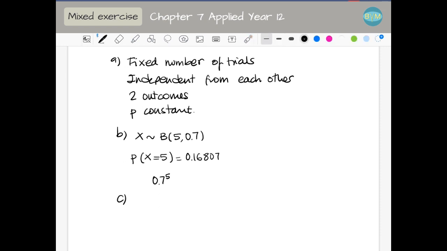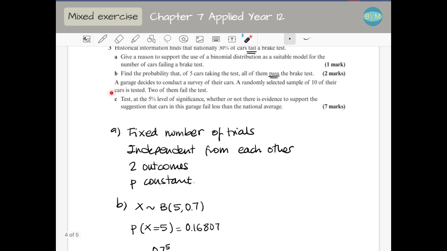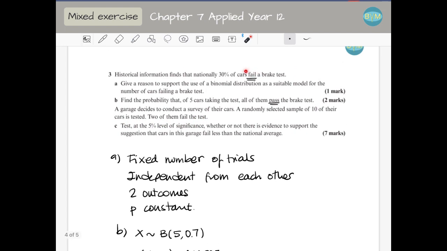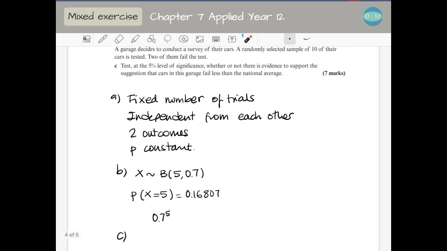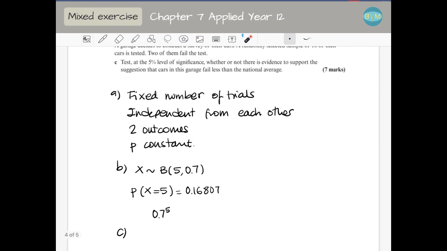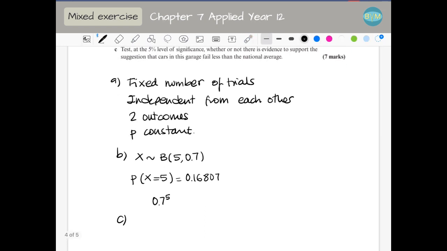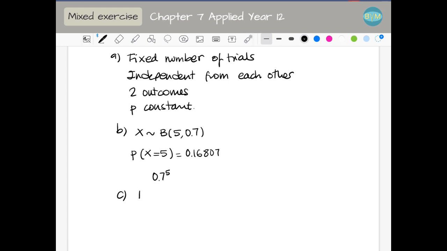Then part C says a garage decides to conduct a survey of their cars. A randomly selected sample of 10 of these cars is tested. 2 of them fail the test. So we are back to fail the test, so the probability is 0.3. Test at the 5% significance level whether or not there is evidence to support the suggestion that the cars in this garage fail less. So my hypotheses are going to be H0: the probability is 0.3, like everywhere in the country, and H1: I'm going to check if the cars in this garage fail less.